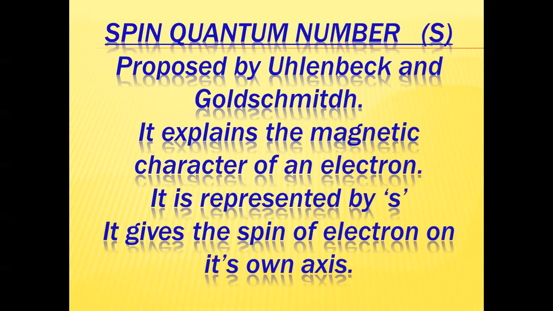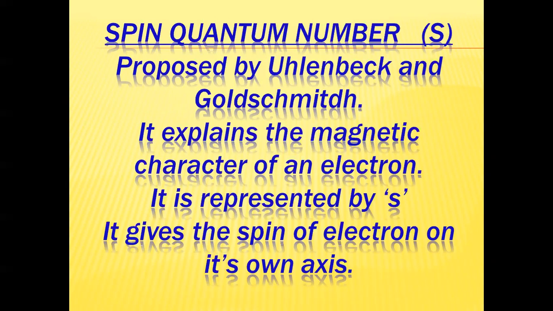Today, we will take first the fourth quantum number, called the spin quantum number. It is denoted by s. It was proposed by Uhlenbeck and Goudsmit. It explains the magnetic character of an electron. It gives the spin of an electron on its own axis.